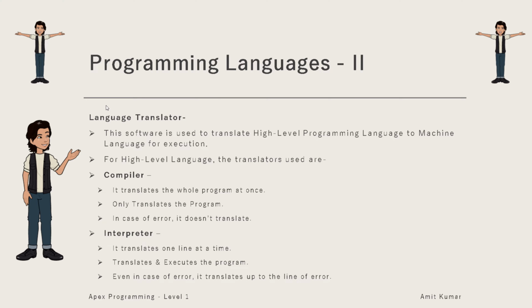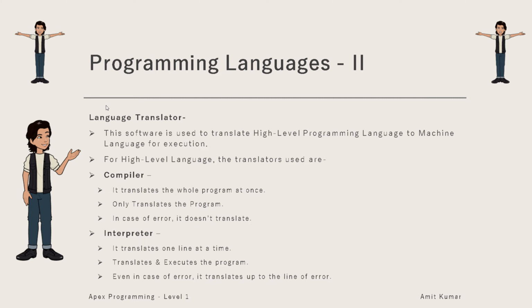A compiler translates the whole program at once, only translates the program, and in case of error it doesn't translate at all. So a compiler is used only to translate the program, and it translates the whole program at once. So if our program is of 100 lines, it's going to translate those 100 lines and it will provide us a new file with the translated code. In case there is any error, the compiler is not going to translate at all.